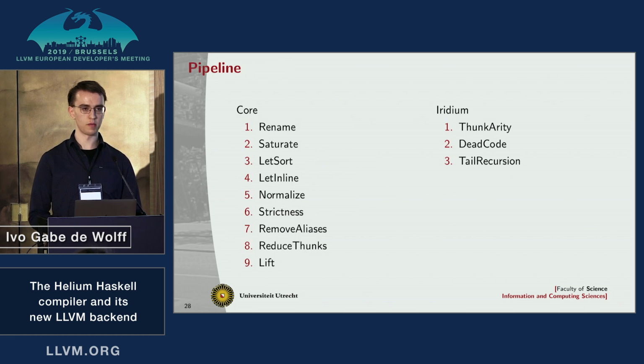So that was the pipeline in our compiler. At this stage we go to LLVM, which will hopefully optimize the program further. So the important passes for correctness are the normalization pass and the lifting pass, which will ensure that we can go to Iridium. And for performance, the most important pass is normalize, but that pass is helped a lot by passes like let sort and let inline.